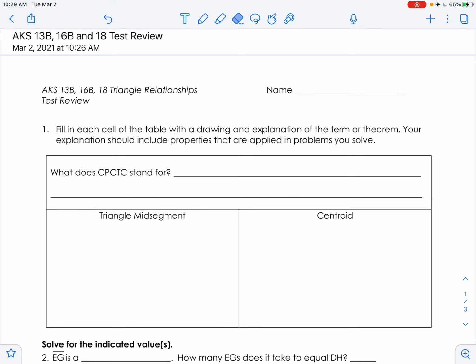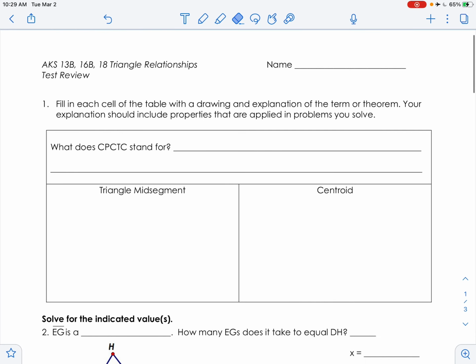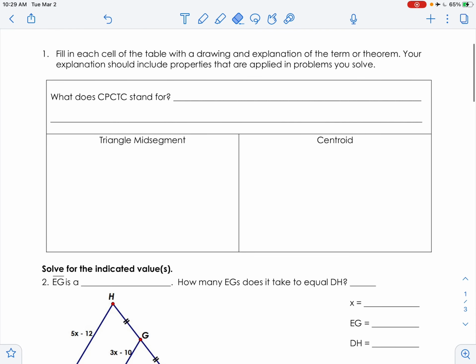Okay, so we're going to go over this test review. I'm going to go over a part of it with you and then post an answer key for the rest. So this first part asks us to fill out the table, a few definitions of some important key terms.